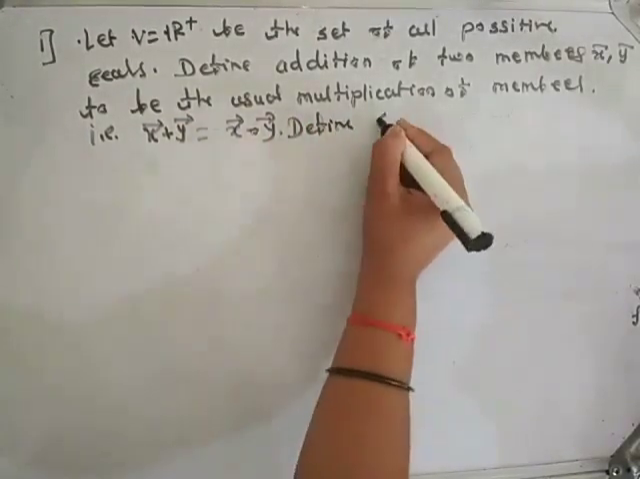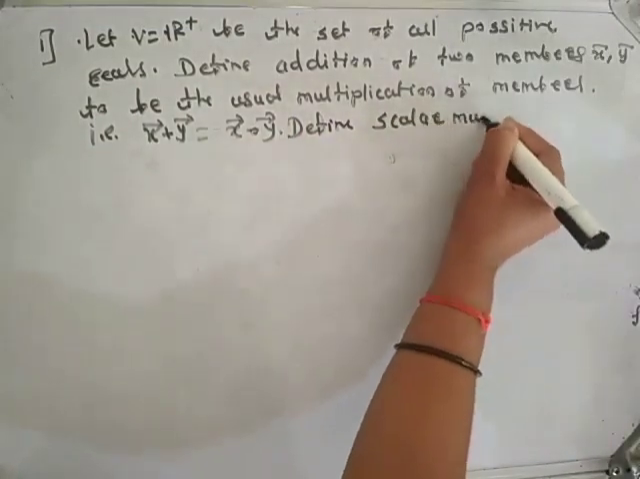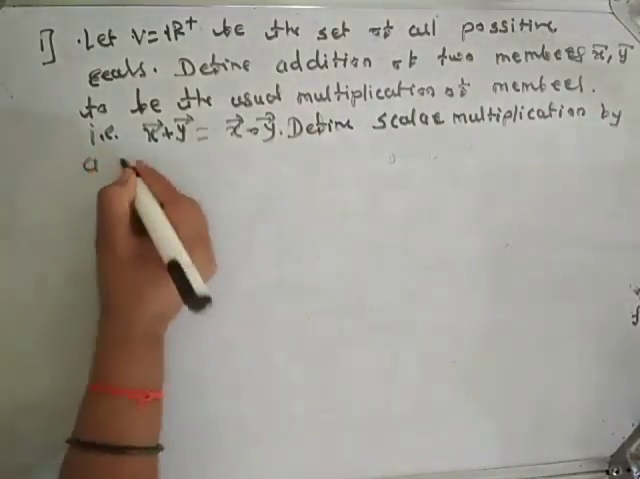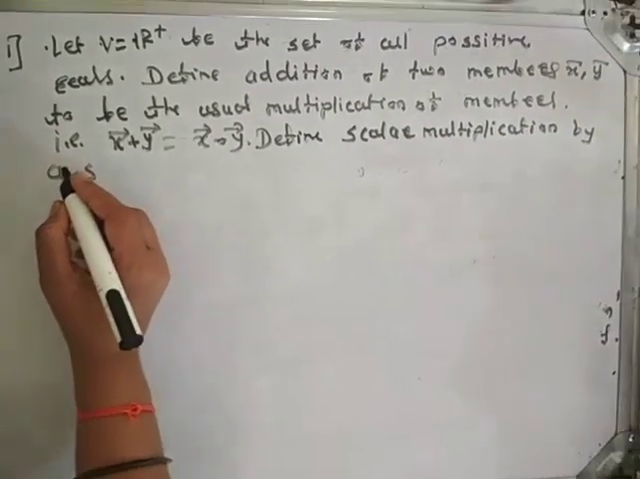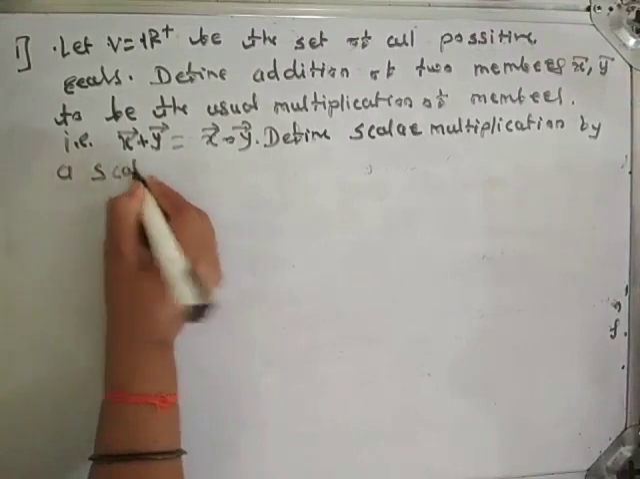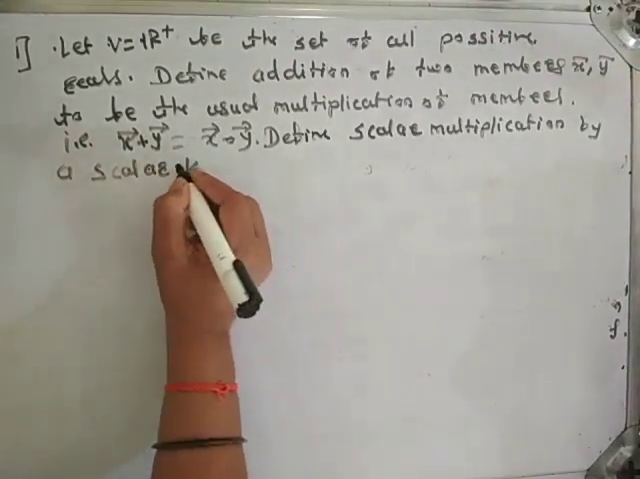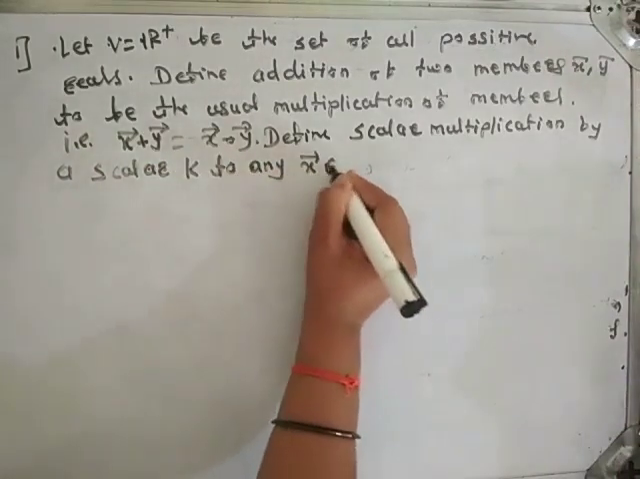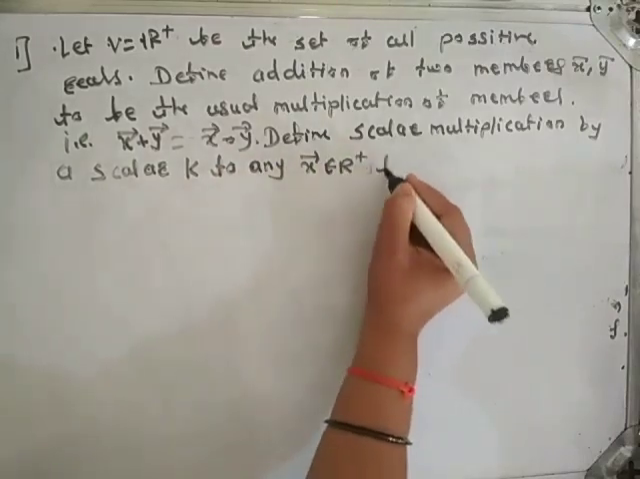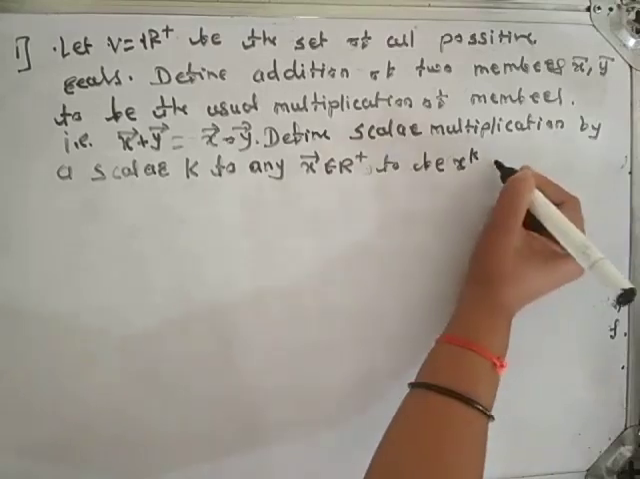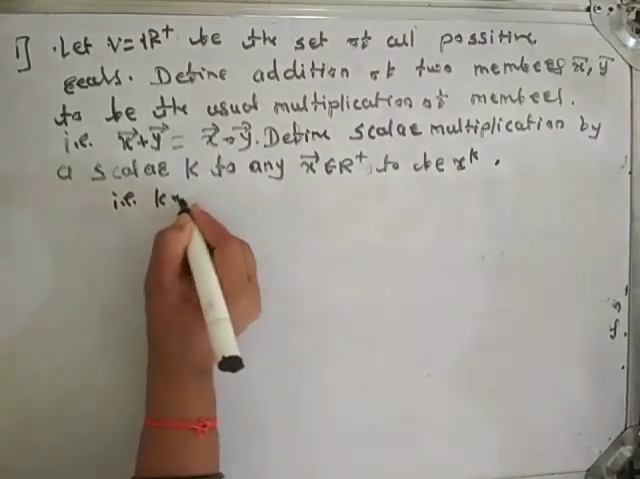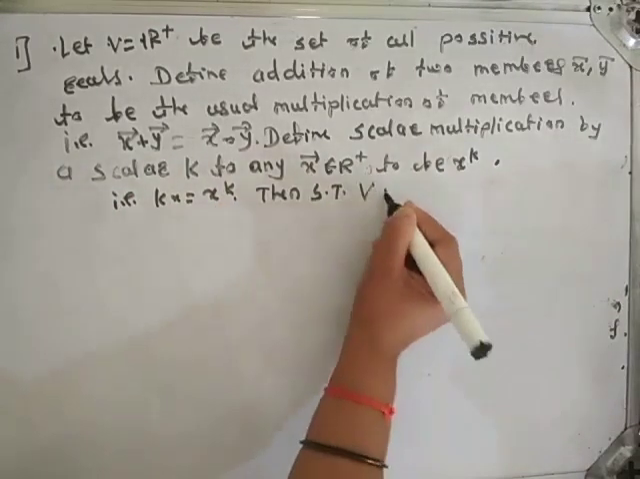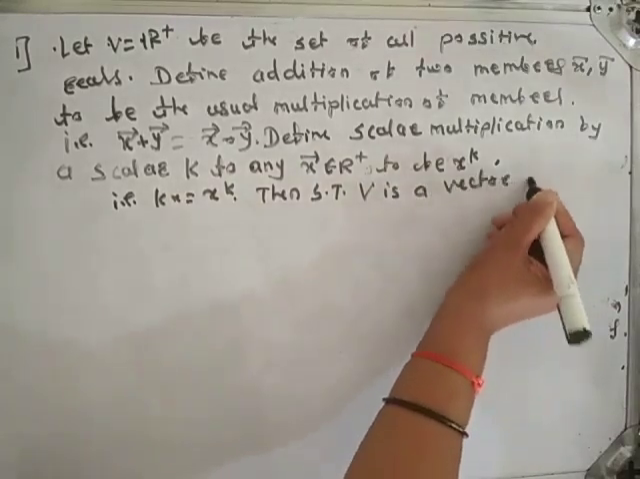Define scalar multiplication by a scalar k to any x bar belonging to R plus to be x raised to k, that is, k into x is equal to x raised to k. Then show that V is a vector space.